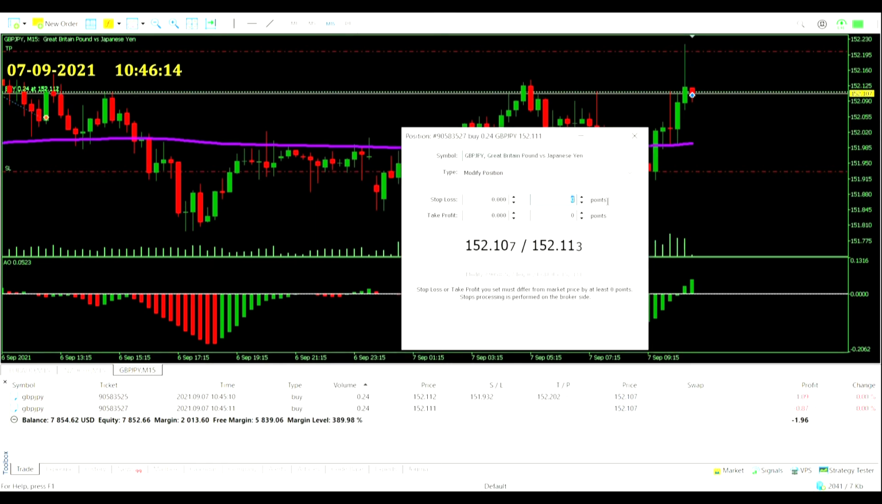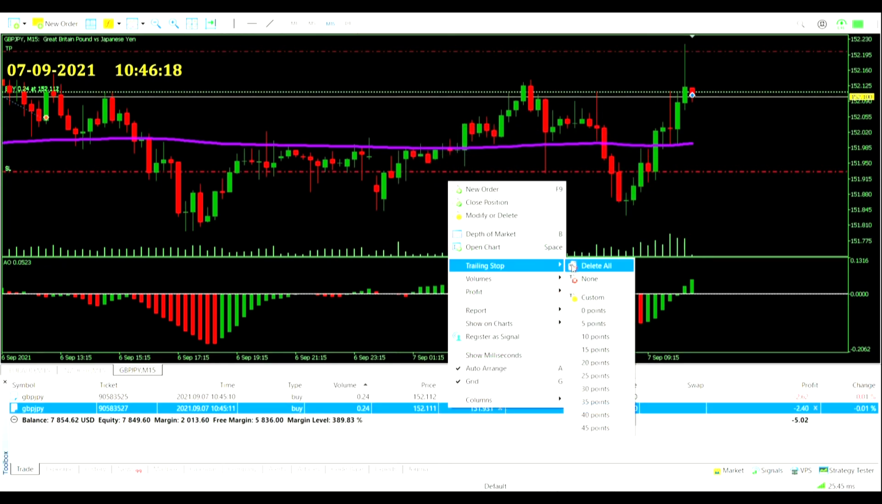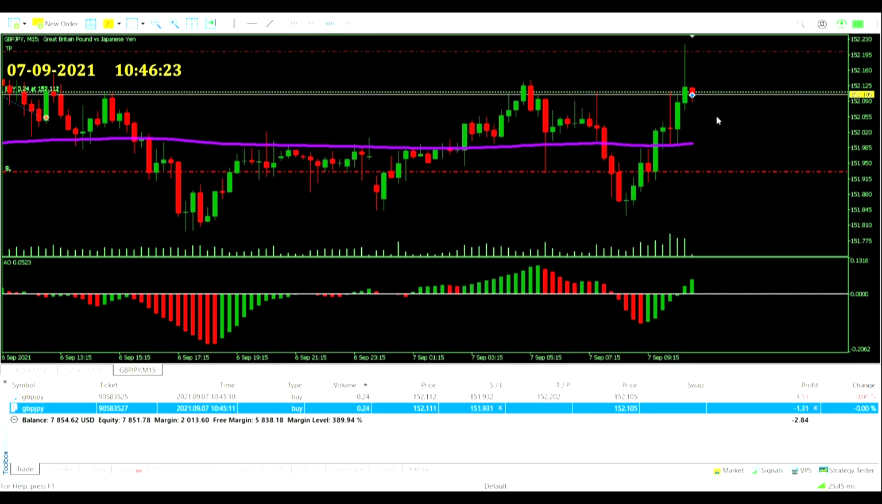With this trade, let's set it here. 180 pips for the stop loss. And let's set a trailing stop loss at the 180. And we'll manually move it a little bit as we go.